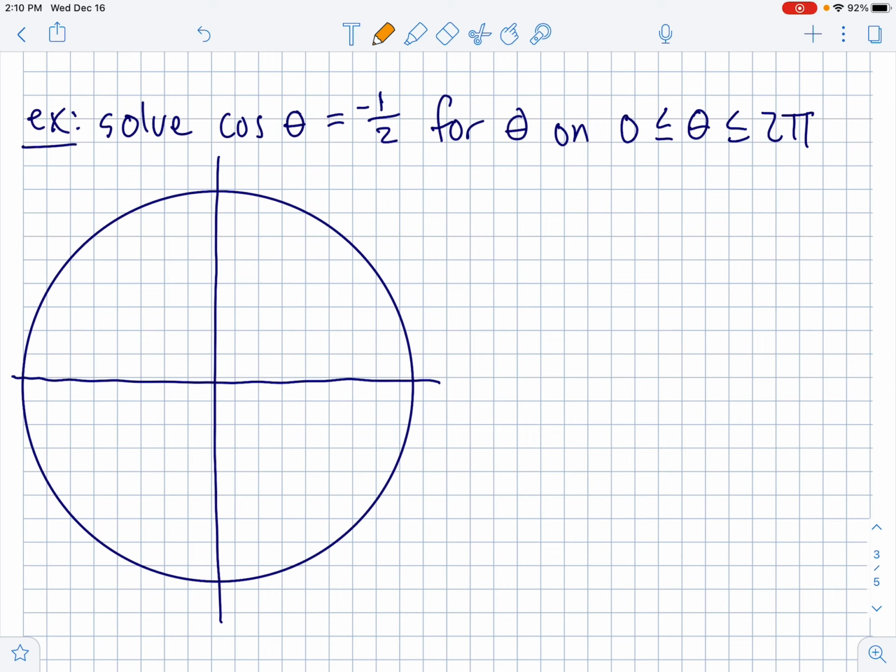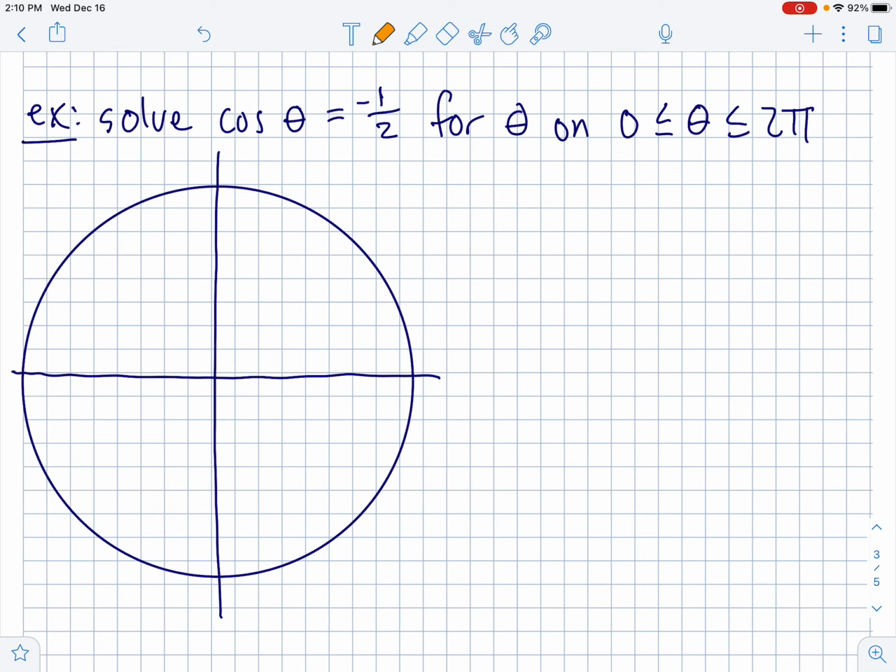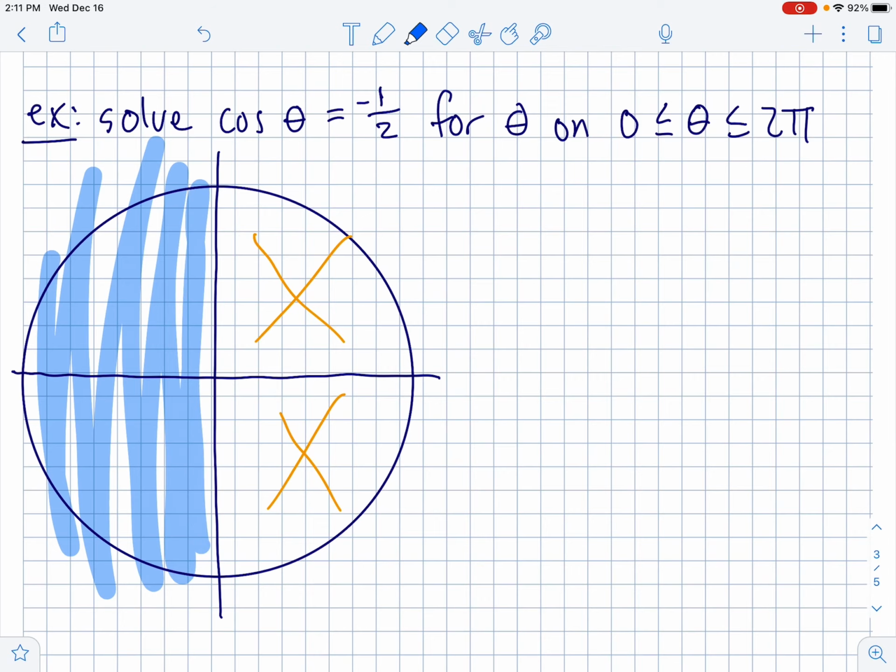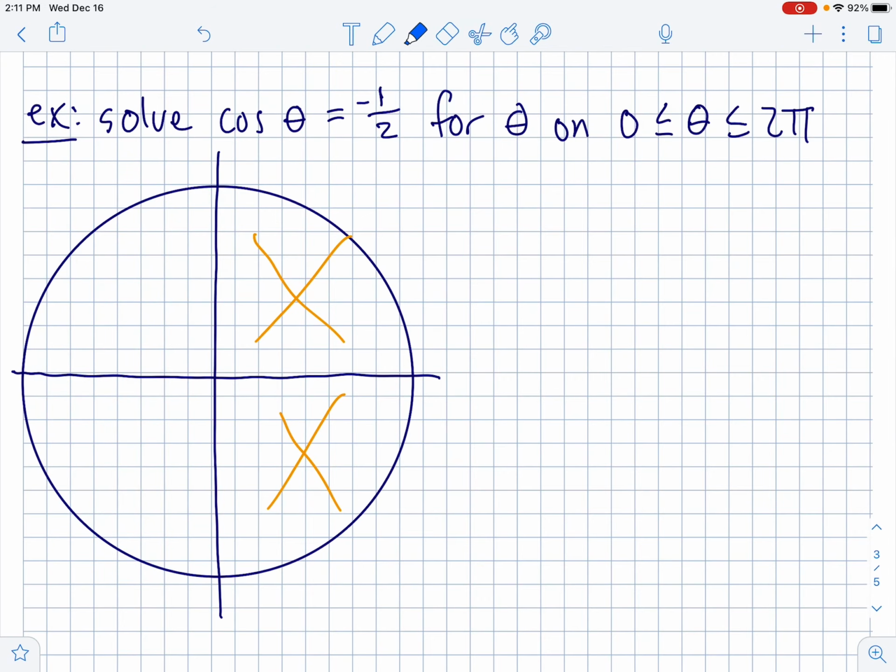Very similar problem. Cosine of theta is negative 1/2. Solve for theta on 0 to 2 pi. Well, cosine is negative, which means cosine is positive in quadrant 1 and in quadrant 4. So we know that our cosine has to live in one of these two, or both of these quadrants, actually.